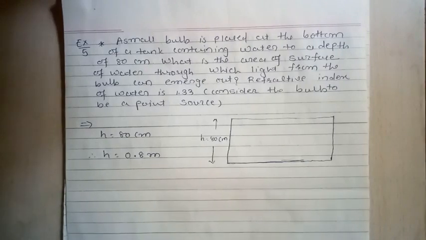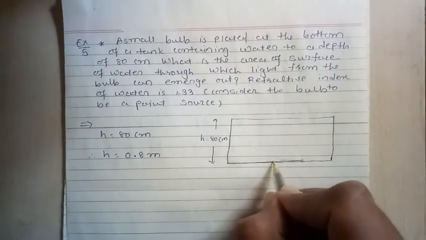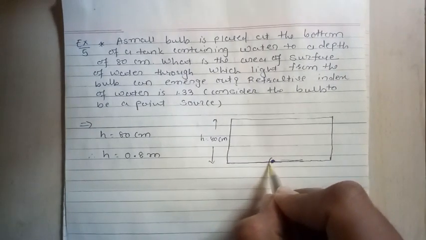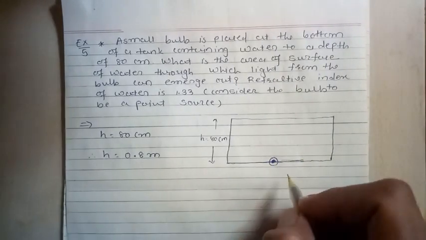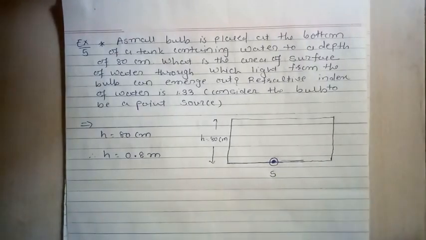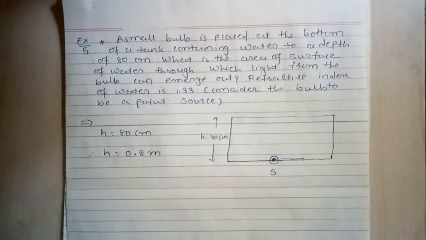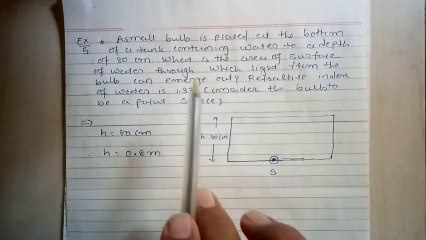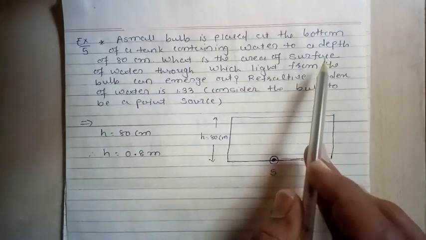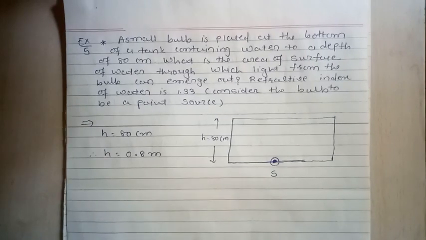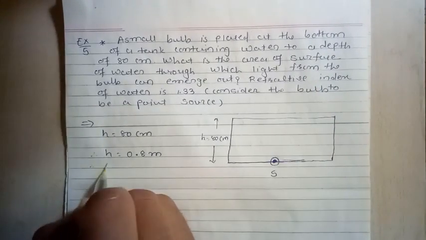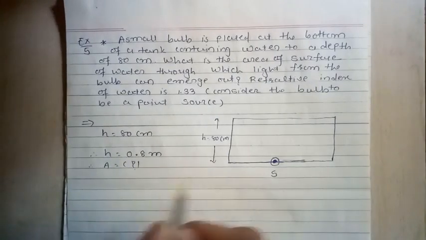Now, a small bulb is placed, so you have to consider here a small bulb, but this small bulb is a source of light, so here we denote this point by S, right? So the question is, what is the area of surface of water through which light from the bulb can emerge out? So here we have to find out the area, right? So we have to find out area A is equal to how much?